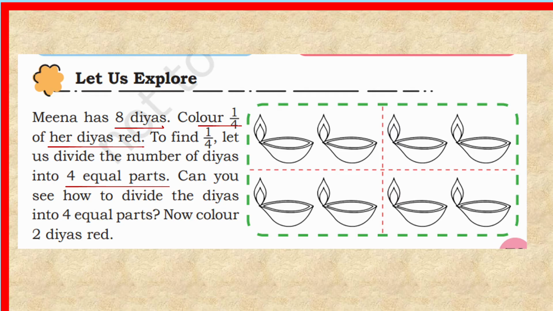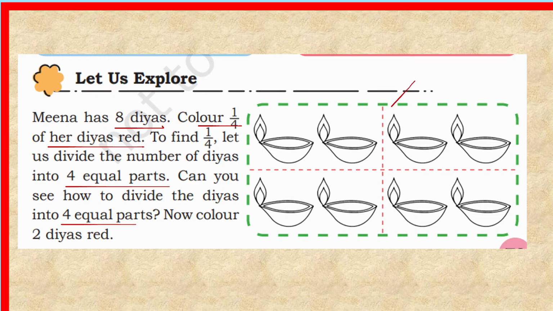To find 1 by 4, let us divide the number of diyas into 4 equal parts. We have 8 diyas. We have to divide the 8 diyas into 4 equal parts. Each group must have the same number of diyas. Can you see how to divide the diyas into 4 equal parts? We should count carefully and make 4 groups of equal size.